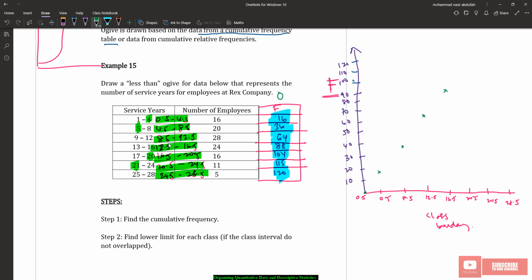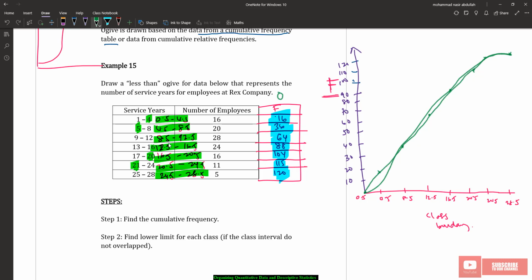64, somewhere here. You must mark it properly, I am marking without using graph paper. So you will get a bit of a rough result. And then 104 somewhere here. 115. And the last one is 120. So it will look like an S shape. But if you look here, it does not look like an S shape, right? Basically it will look like an S shape if you use proper frequency graph paper.